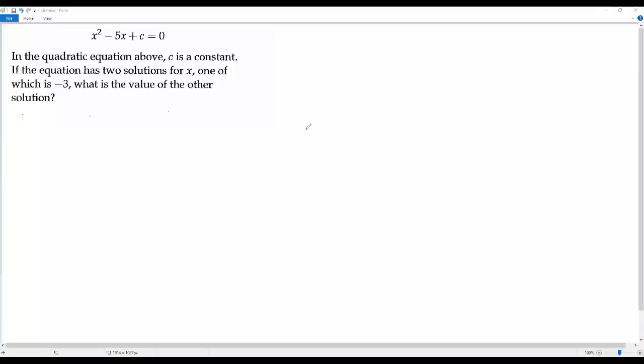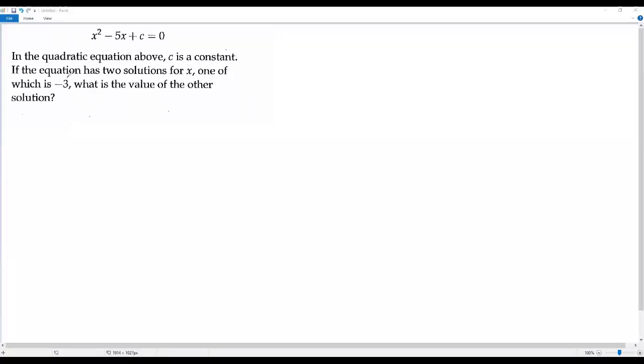Here we have a SAT math question. We have a quadratic equation: x squared minus 5x plus c equals 0. In the quadratic equation above, c is a constant. If the equation has two solutions for x, one of which is negative 3, what is the value of the other solution? So we know that a quadratic equation will have two solutions.